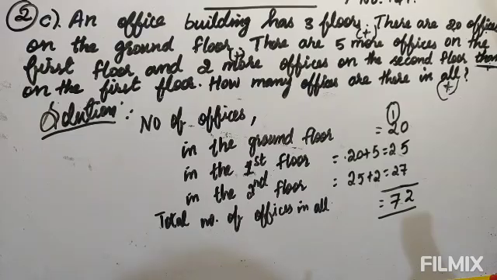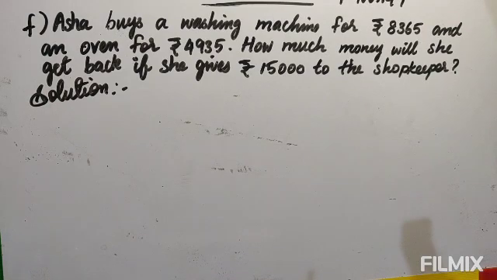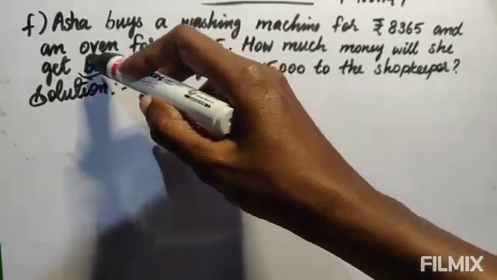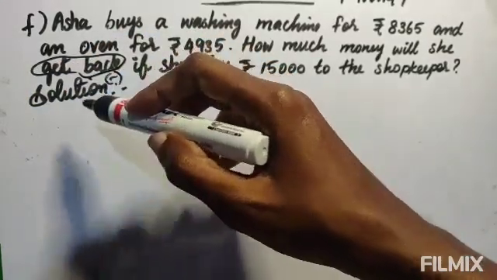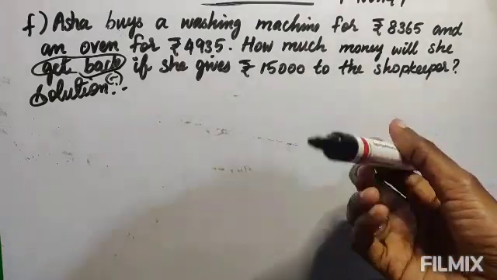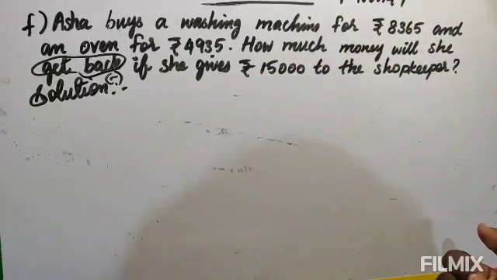Okay, now next one, the last sum. Okay, now let's see F1. Asha buys a washing machine for rupees 8,365 and an oven for rupees 4,935. How much money will she get back if she gives rupees 15,000 to the shopkeeper? So "gets back", this word "back", getting back, is a keyword for subtraction. For subtraction you need only 2 numbers, but you have 3 numbers. So that means you have addition also.